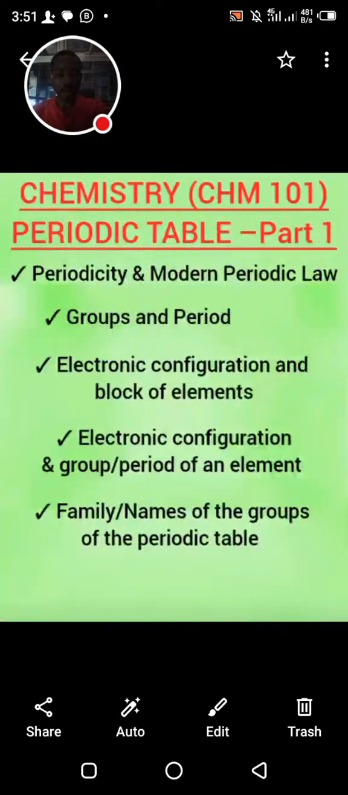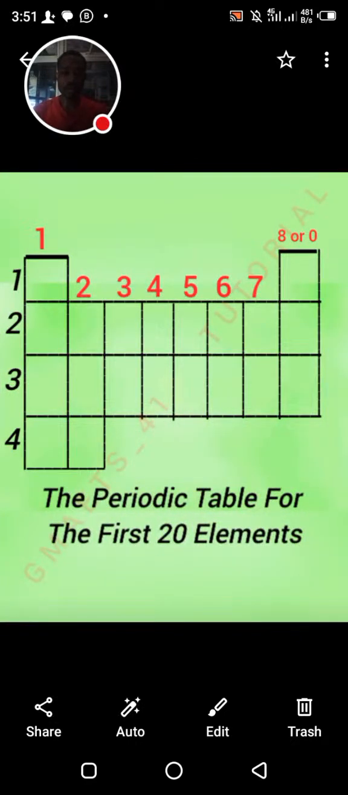All right, let's look at this. Good. So this is the periodic table. It's simply a table that shows the arrangement of elements in rows and in columns. Take note of that. You can put it down. Periodic table: a table that shows arrangement of elements in rows and in what? In columns.